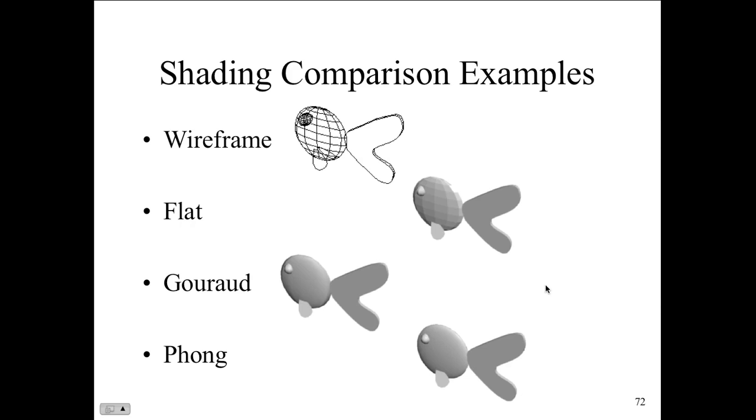Shading comparison examples. Here's our wireframe. Our flat, can you see this? Actually, you can see this. The flat is showing you the polygons. The Gouraud is using an approximation from neighboring polygons. And then the Phong down here is a little bit better, but I actually can't notice a difference on my screen. You probably can't see it on that projector either.